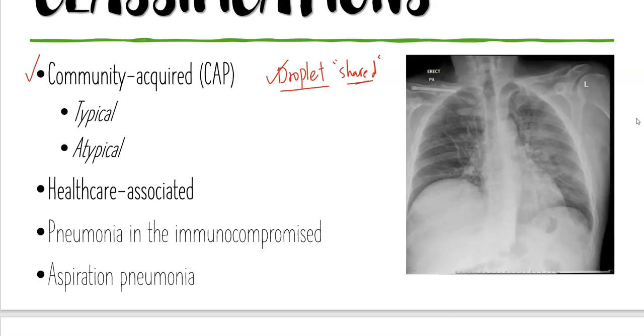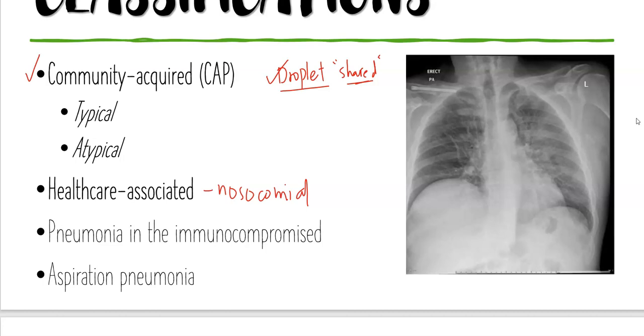Okay? Healthcare associated is what we call your nosocomial infection. Pag sinabi nating nosocomial, pag sinabi nating healthcare associated, you acquired the pneumonia when you were admitted and confined in the hospital. So imagine the break, imagine the cycle of infection there na hindi na break.